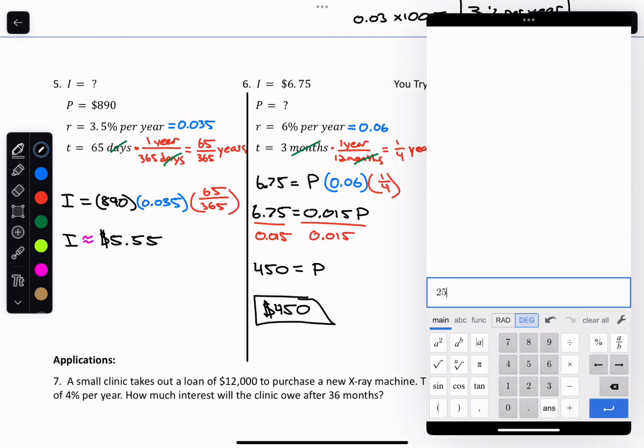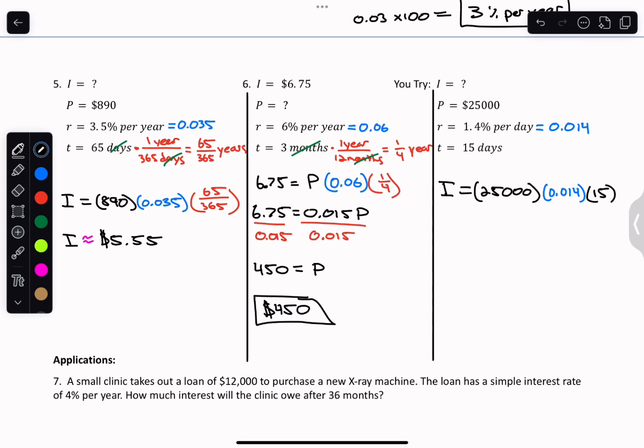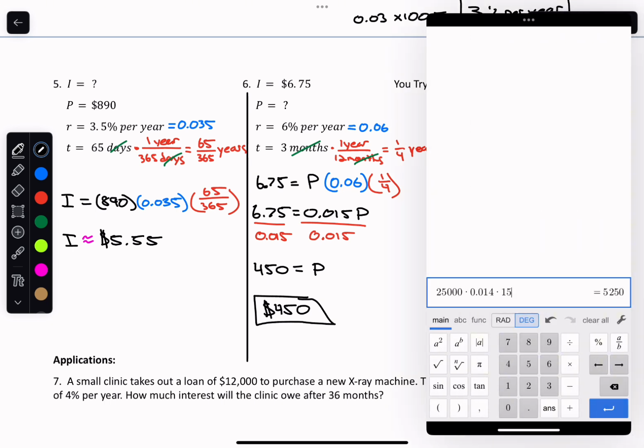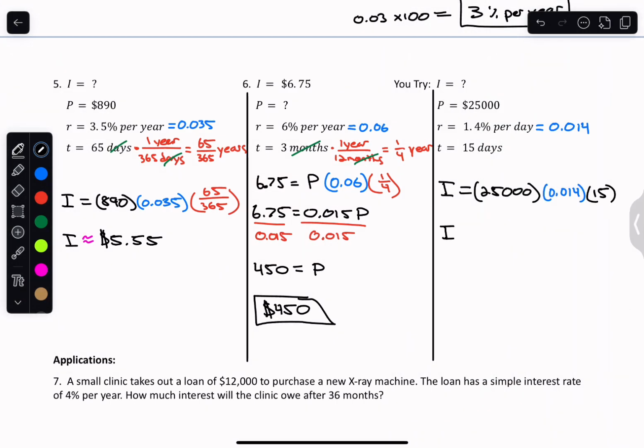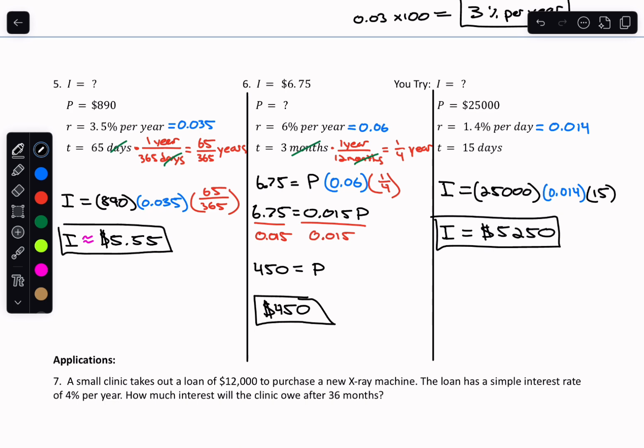We have 25,000 multiplied by 0.014 multiplied by, let me double check, it was 15 days, so multiplied by 15, and that comes out to $5,250. So we can go ahead and say that the interest earned was $5,250. All right. None of those were too bad, I don't think. We had to do a little bit of unit conversion, but overall, pretty nice, clean answers.